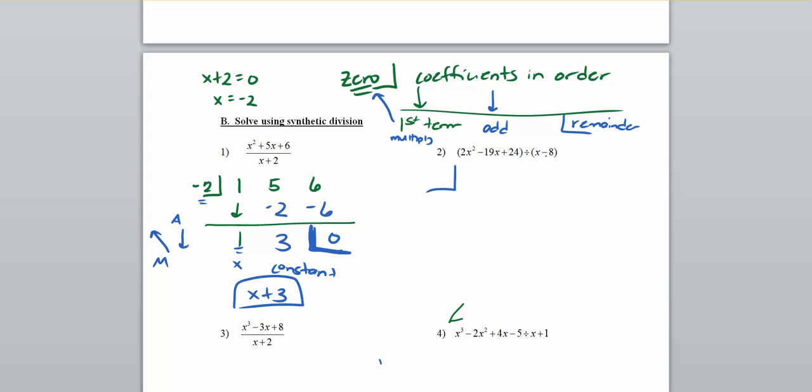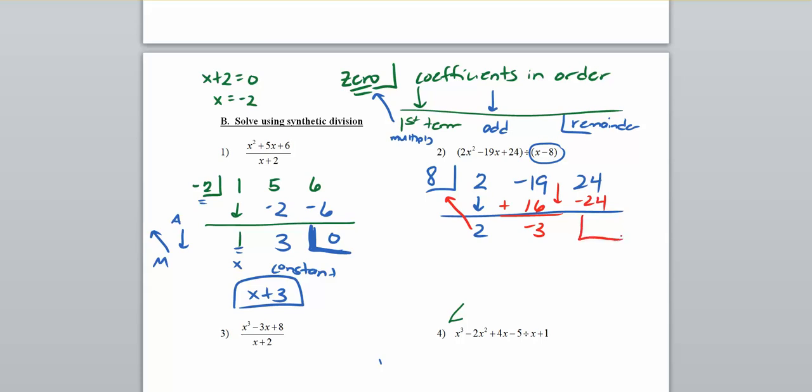Make your little box and say, okay, if I have x minus 8, my 0 is positive 8. So be really careful, because obviously you're going to mix up all the signs if you're not putting the correct 0 in. Put all the coefficients, so 2x squared, negative 19x, and 24. I'm going to draw my line and bring down my first term. No matter what number it is, bring it down. I'm going to multiply, so 8 times 2 is 16, and then I'm going to add going this way, so this would be negative 3. Multiply again the bottom number by what the 0 is, so negative 24, and add to get 0. My remainder for this problem would be 0.